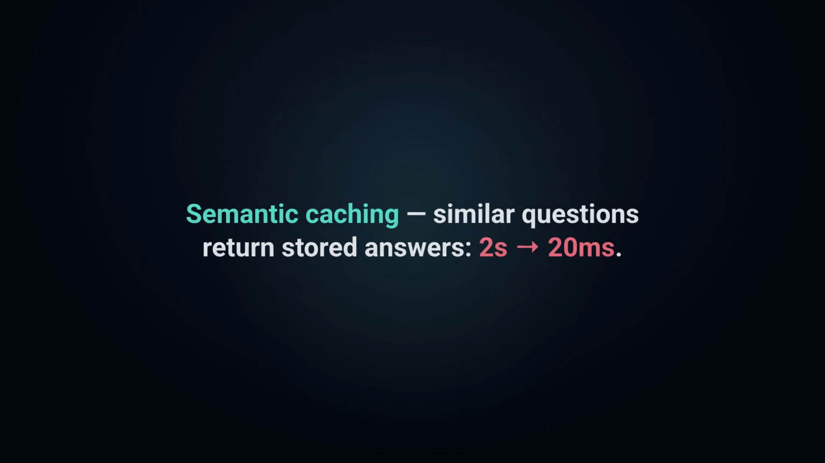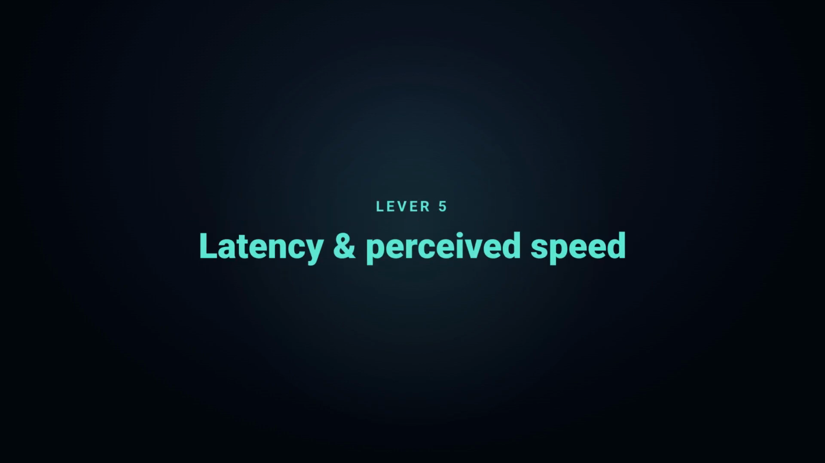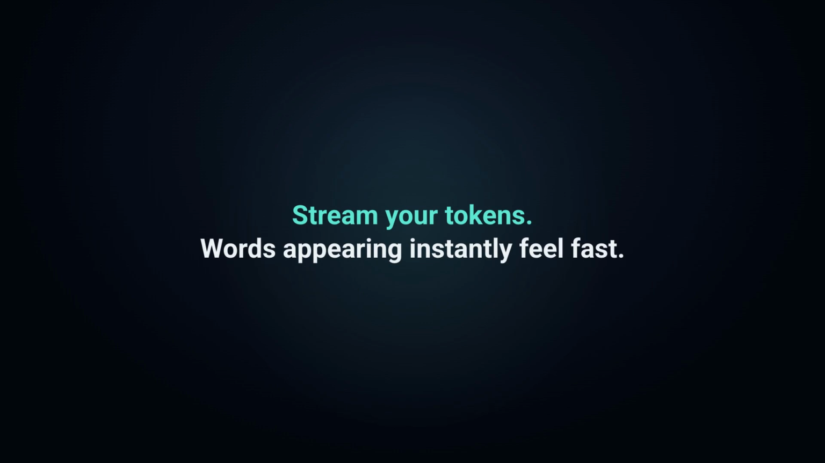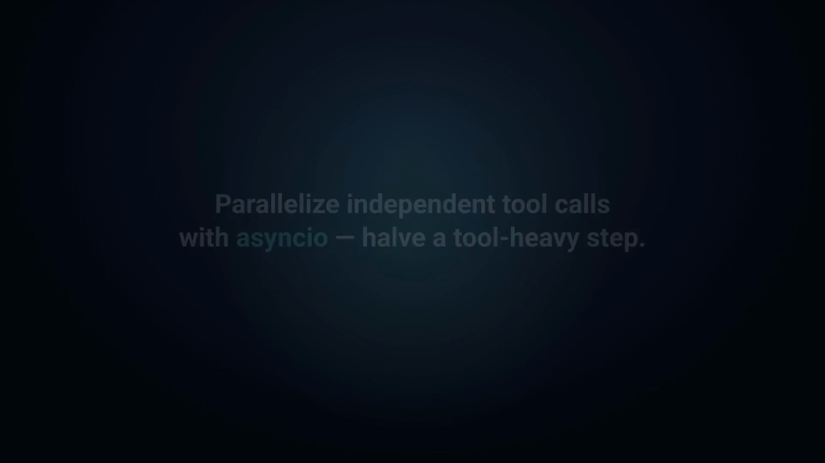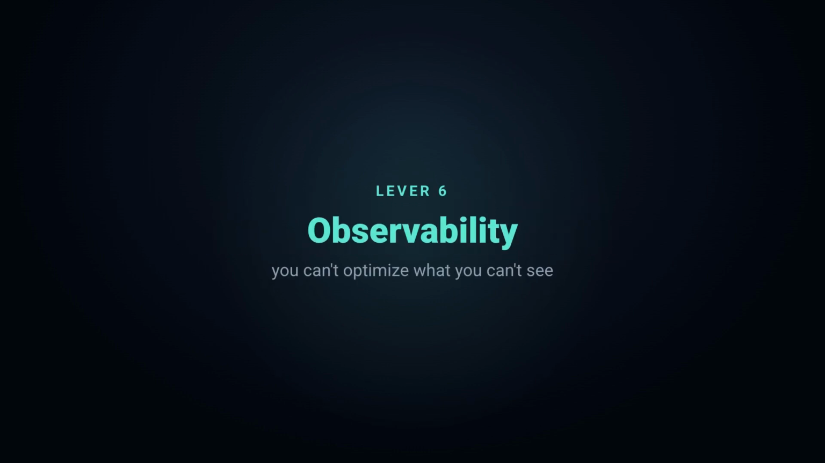Latency deserves its own attention because perceived speed often matters more than total speed. Stream your tokens. Even if the full answer takes 4 seconds, a user who sees words appearing immediately feels like the system is fast. Beyond streaming, parallelize independent tool calls. If your agent needs to query a database and call a weather API, and neither depends on the other, run them concurrently with asyncio instead of sequentially. That single change can cut a tool-heavy step's latency in half.